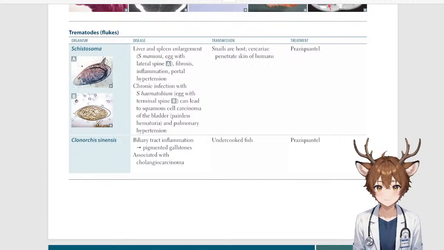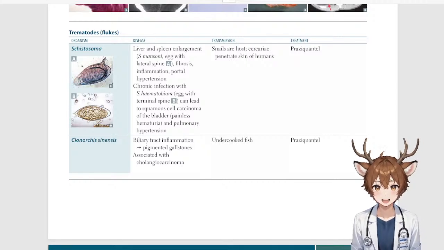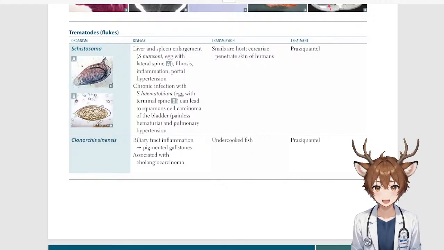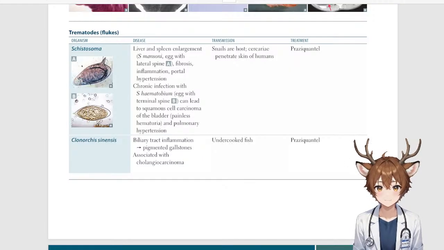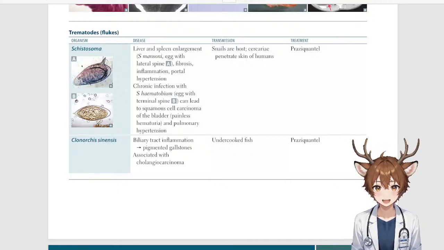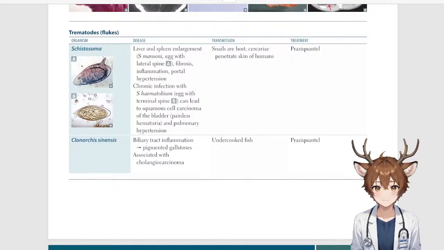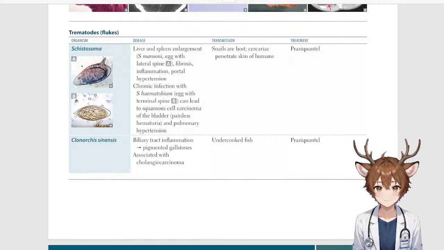Basically, haematobium is the one that causes hematuria, bladder problems, that kind of thing, bladder cancer. But the other 2 species, mansoni and japonicum, do not do that. They have their own thing going on with the liver. They say here portal hypertension, fibrosis, that kind of thing.